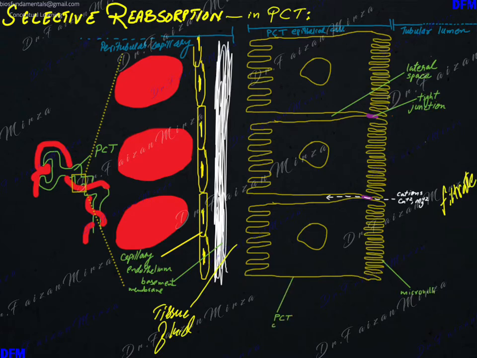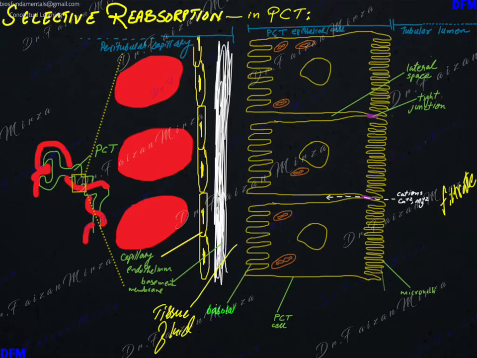Cations such as calcium and magnesium can cross the tight junctions. The PCT cell, as I told you, has extensive microvilli. There are a lot of mitochondria involved here, and these mitochondria provide ATP for active transport, which is required for reabsorption.